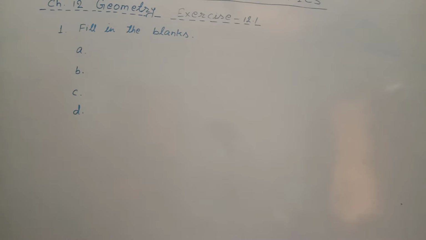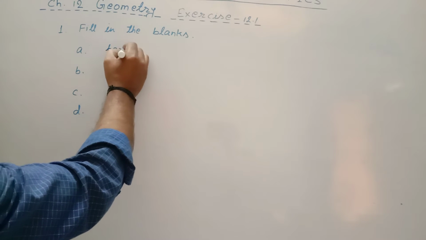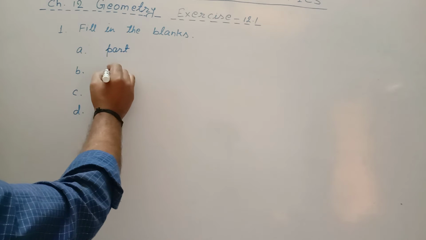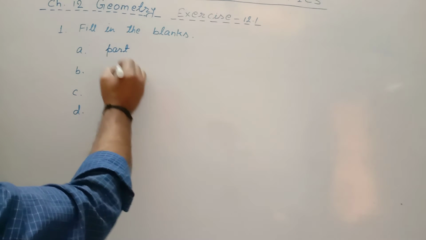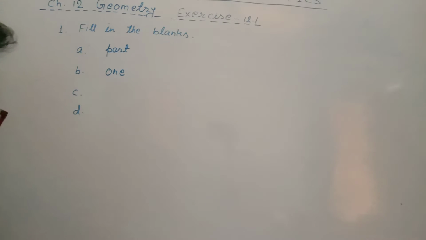Let us start exercise 12.1, question number 1, fill in the blanks. In question number 1a, a line segment is a part of a line. Question number b, a ray has one starting point. Question number c, a line has dash endpoints.